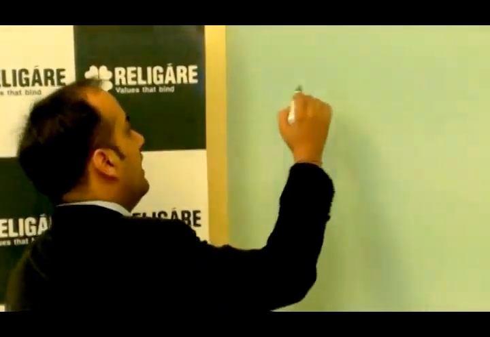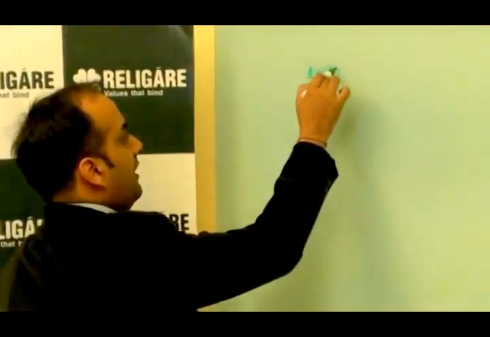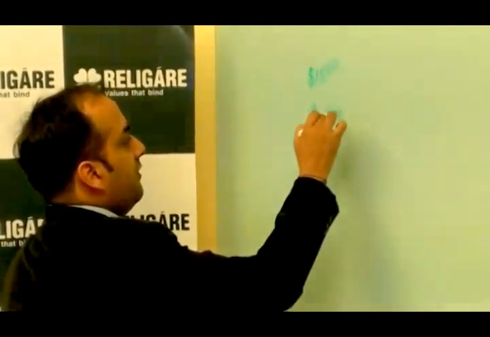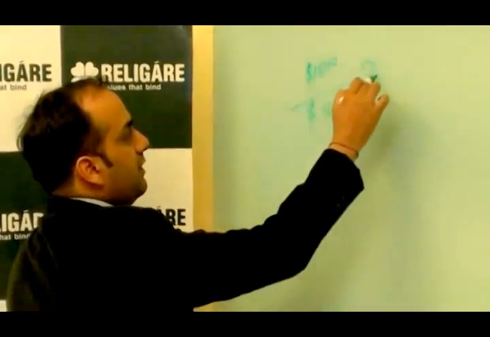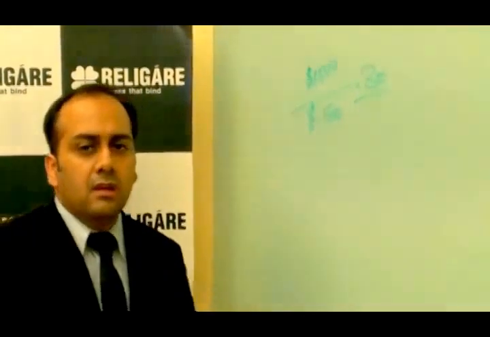Let's understand what is gold-silver ratio. Gold-silver ratio is the number of ounces of silver required to purchase 1 ounce of gold. For example, gold is trading at $1,500 and silver is trading at $50. So currently gold-silver ratio stands at 30.